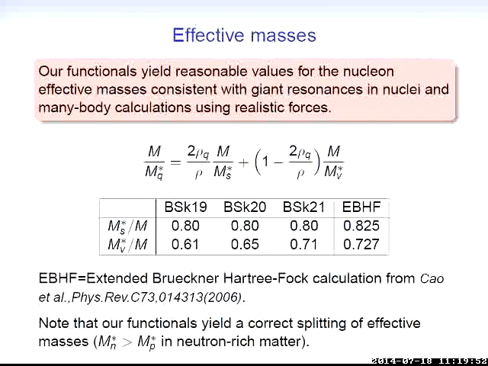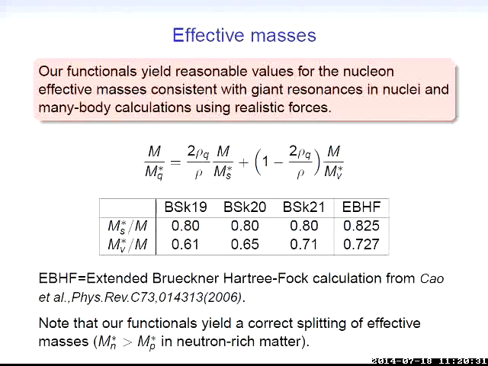Effective masses. Here are shown the effective masses for these three equations of state, and there is a right splitting between effective masses. In neutron-rich matter, the neutron effective mass is larger than the proton effective mass. This was the result of the fit, and this is in quite good agreement with many-body calculations, from Brueckner BHF calculations. So even the value, not just the splitting, is right.